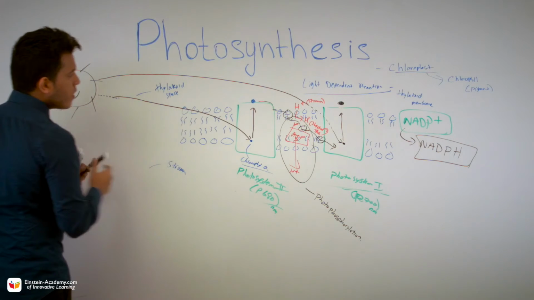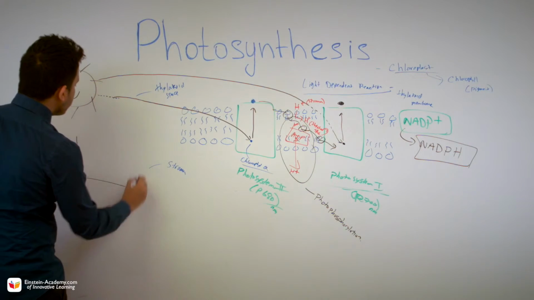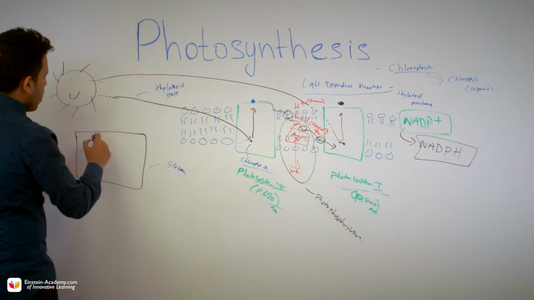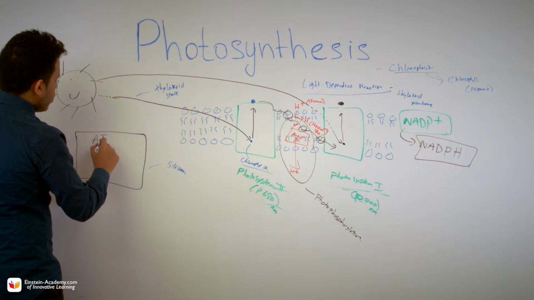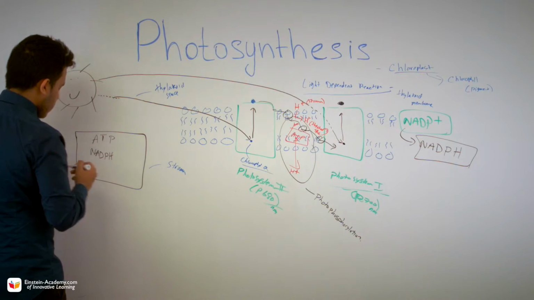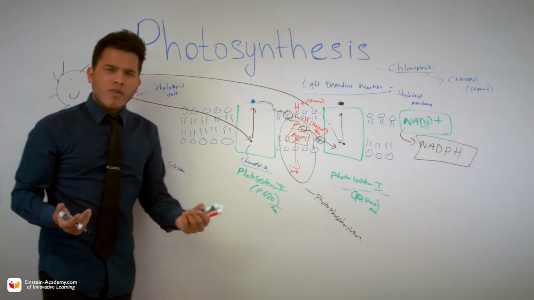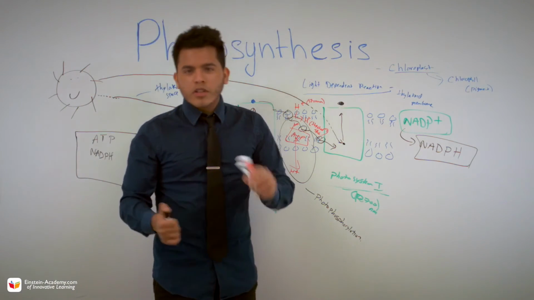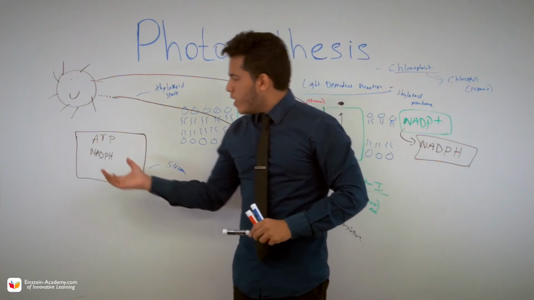So, what are the products of the light-dependent reaction? What do you really have to understand? What do you have to memorize? Well, very, very easy. You make ATP, you make NADPH. And you might say, wow, that's all? Yeah, pretty much. Well, I'm not done yet explaining this, but you should remember this.